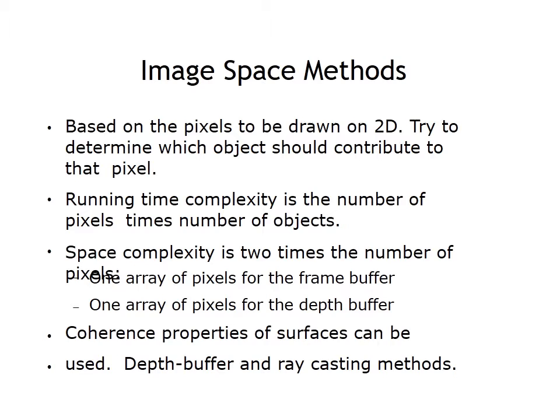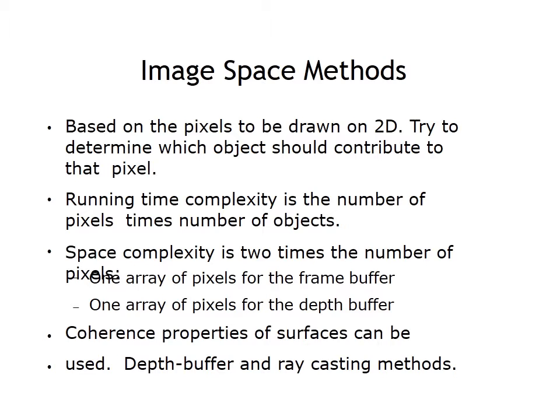Running time complexity is the number of pixels times the number of objects. Space complexity is 2 times the number of pixels. The number of pixels and the space complexity have a relationship, because we have one array of pixels for the frame buffer and one array of pixels for the depth buffer, in order to store the information, the pixel values.